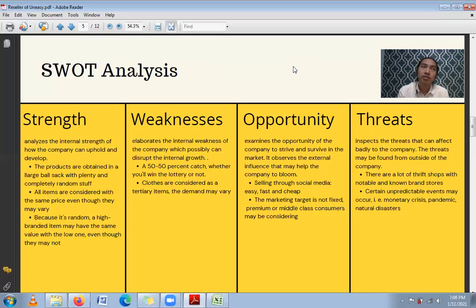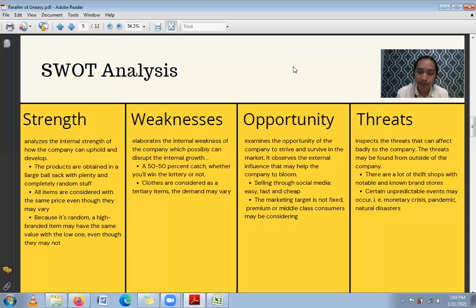So basically what we're selling here are clothes, but we obtain these clothes from large sacks of clothes, which may vary in products, brands, and conditions, but all in all, they have the same value. Even though it's random, sometimes we could get a high branded item as well, or maybe middle class products. All items are considered the same price, even though they may vary, as I've mentioned before. So the strength is that even though we have a high branded or very good quality product, they may have the same value, but not the same price when we sell to the consumers.